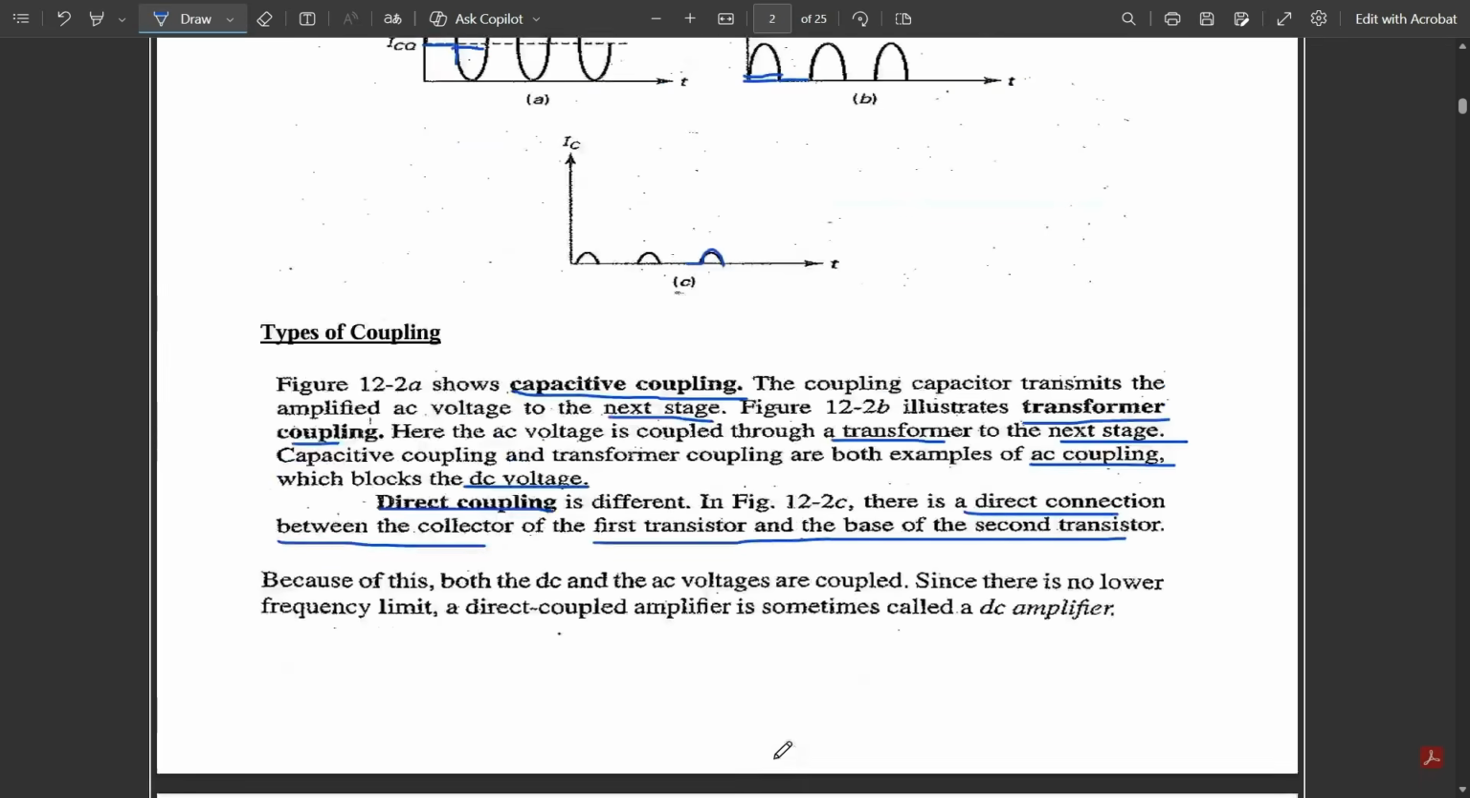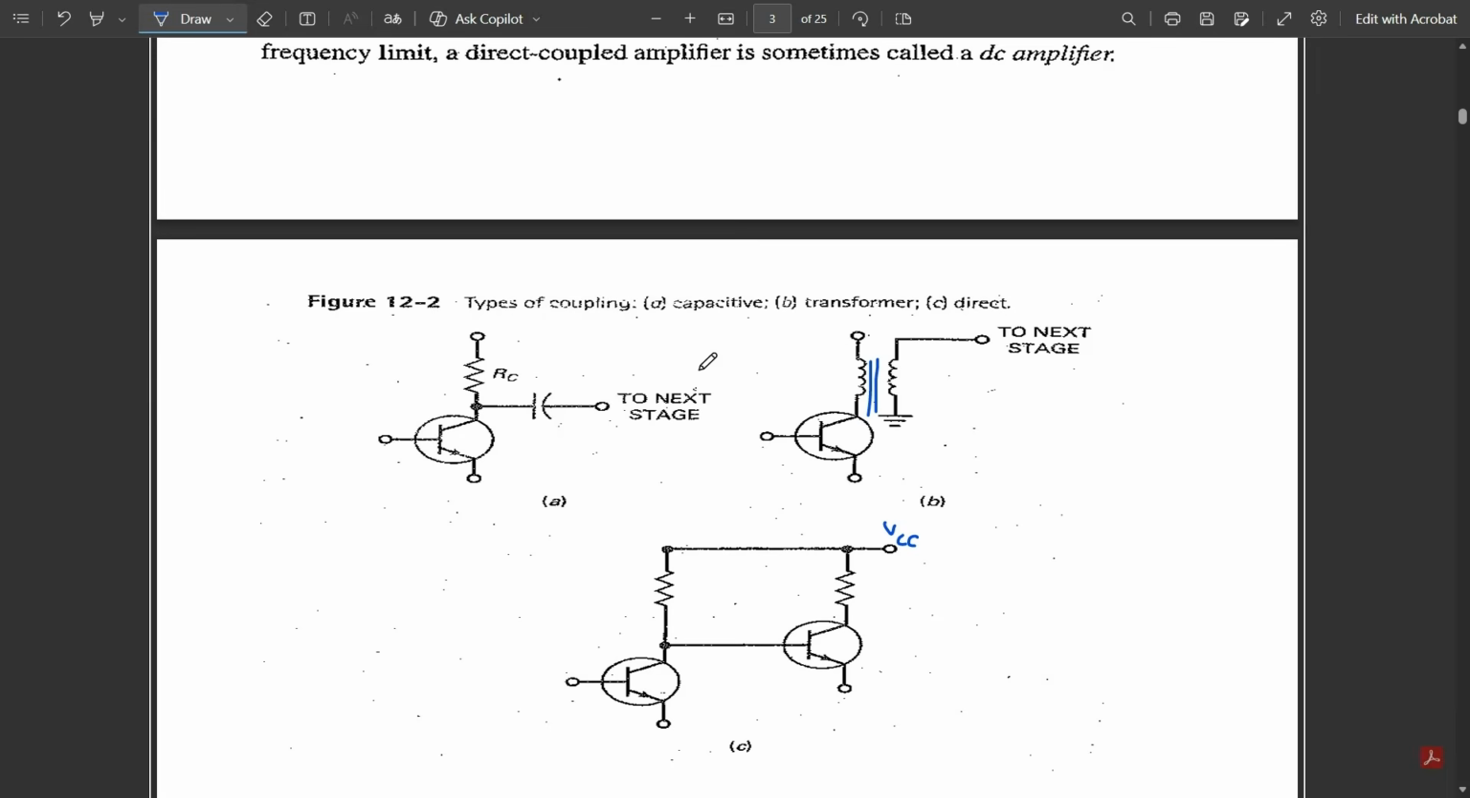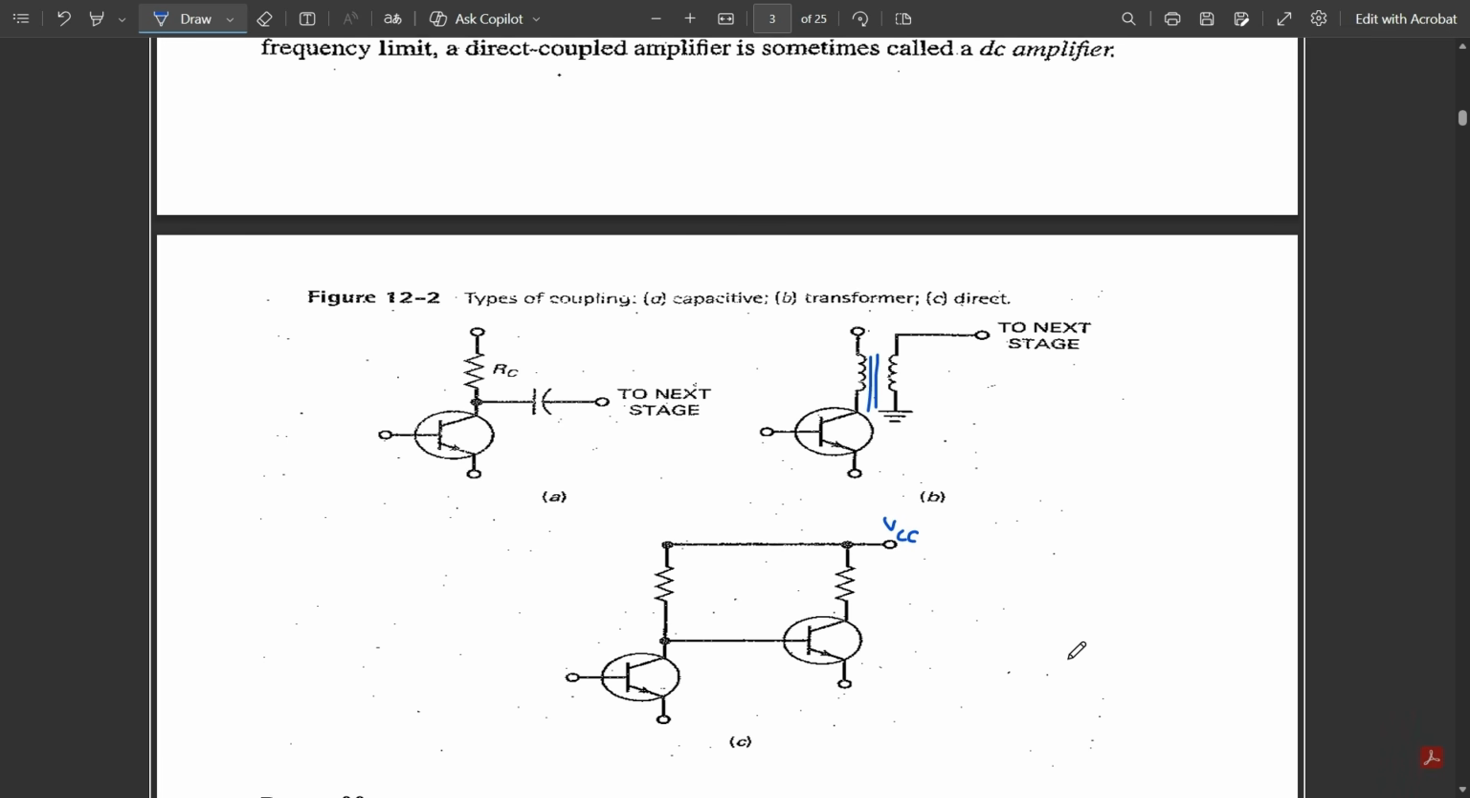Okay, so these are the three basic couplings which you need to know, because we use these coupling characteristics in some of the amplifier circuits. Okay, one is the capacitive coupling, where the capacitor connects to the next stage, and this is the inductor coupling or the transformer coupling, and this is the direct coupling. Okay, please note this down, this is very important.